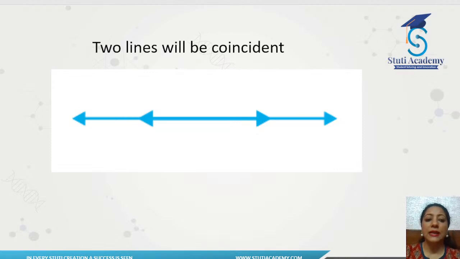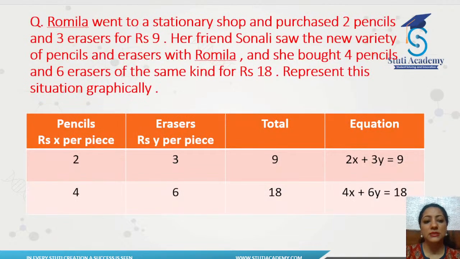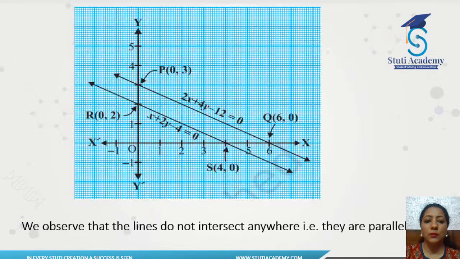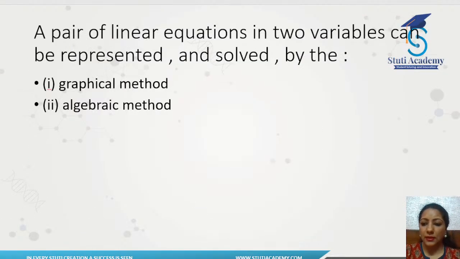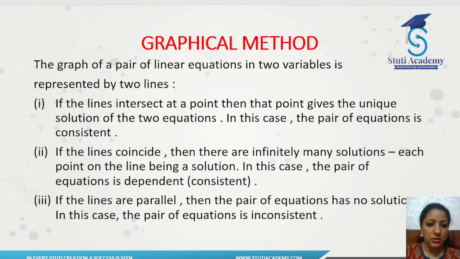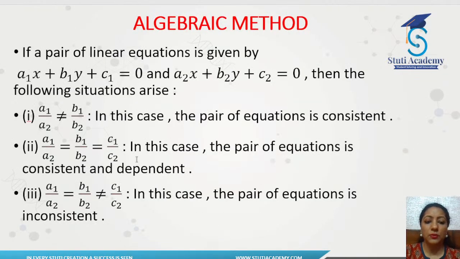And another way is algebraic method. Algebraic method, that means we compare the ratios A1 upon A2, B1 upon B2. I'll show you this. Give me a minute. So here we have algebraic method. This one we discussed in the previous class. So in algebraic method of checking whether the set of equations is consistent or not, we compare A1 upon A2, B1 upon B2 and C1 upon C2 like this.